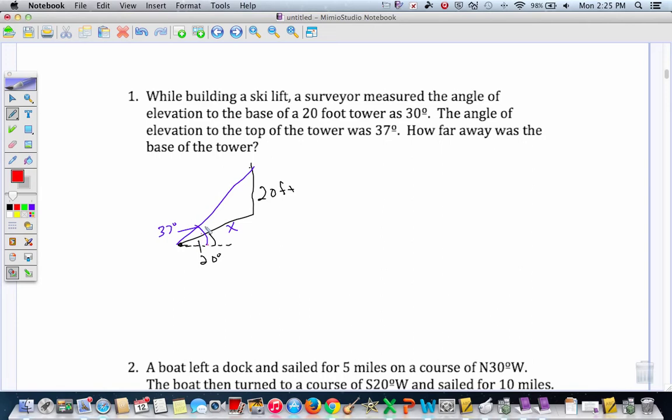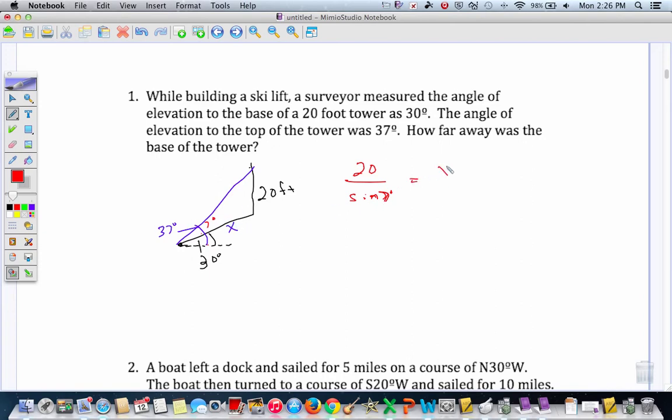If we fill in a little more, from here to here is 20, from here to here is 37. So the angle inside our, oops, that wasn't 20 degrees, it was 30 degrees. Got to be able to read here, 30 degrees. So the angle inside our triangle is 7 degrees. Now notice right off the bat we have the length of 20 opposite the angle, so 20 over the sine of 7 degrees.